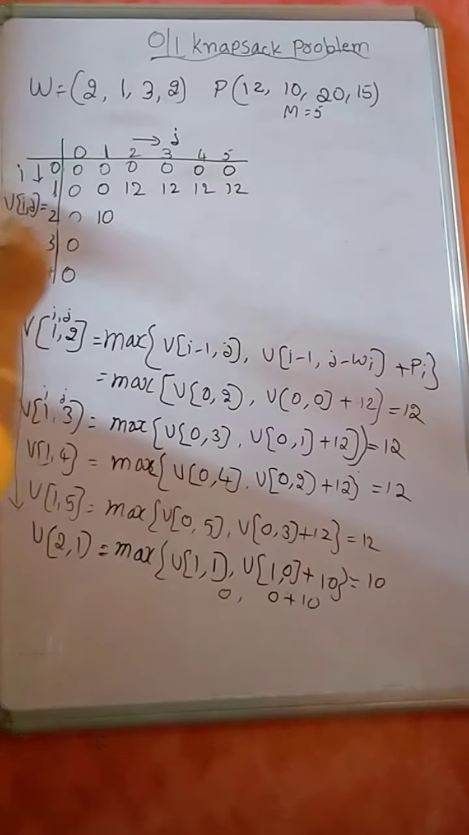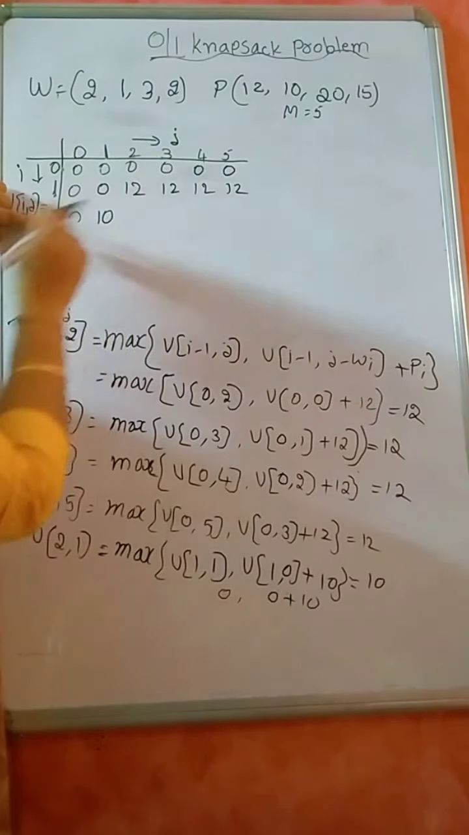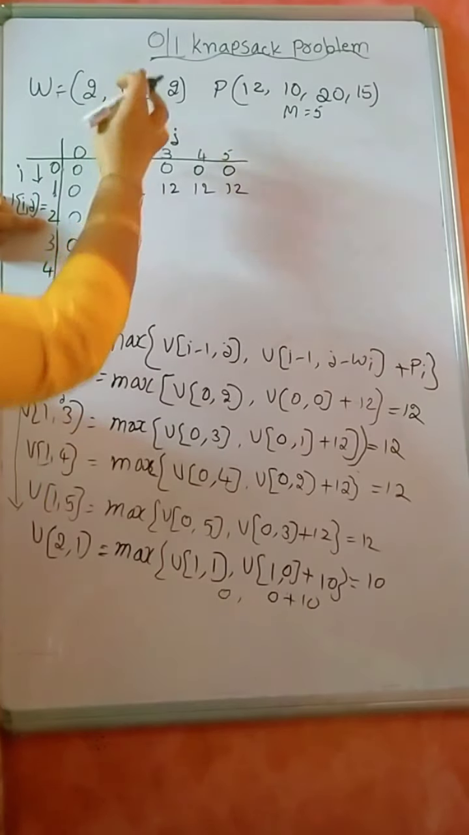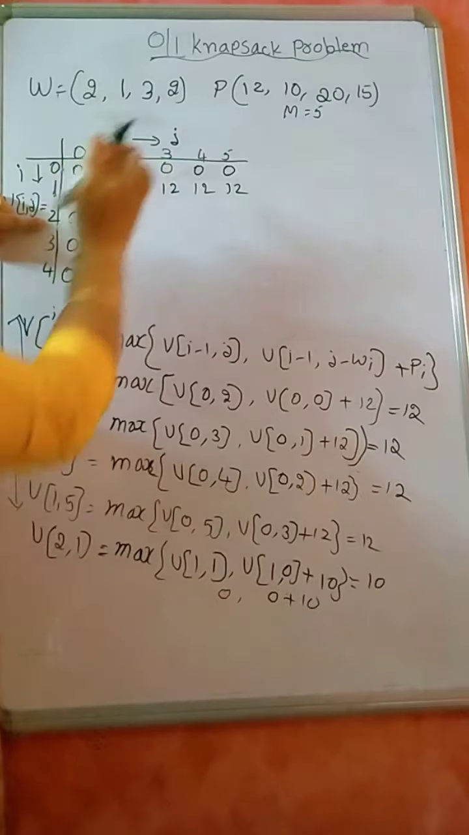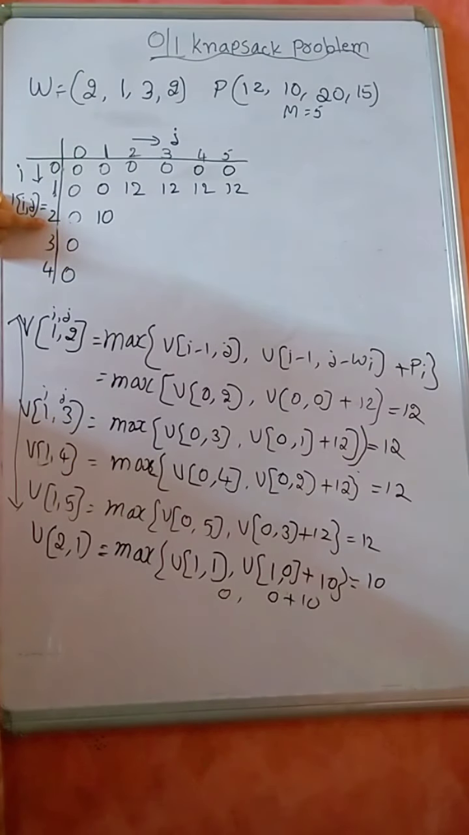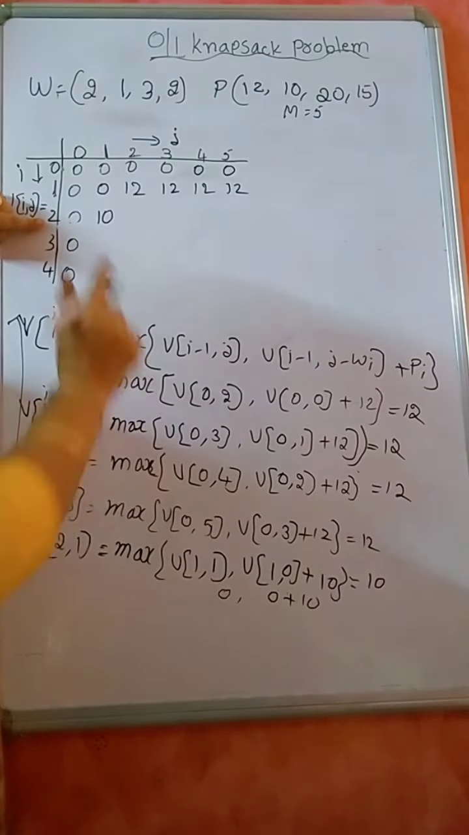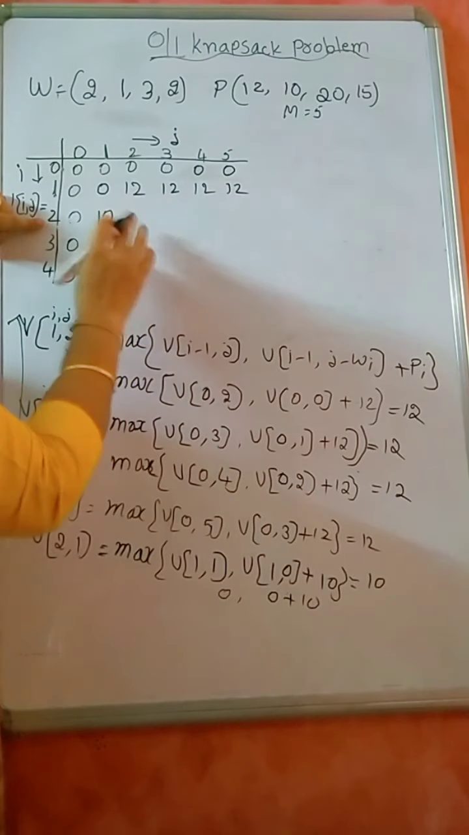So now I have this entry 2, 2. The second object's weight is 1. What is the remaining capacity? 2. Okay, so remaining capacity 2. Can I insert? Yes. Which case? Third case. If it is the third case, there are 2 options.